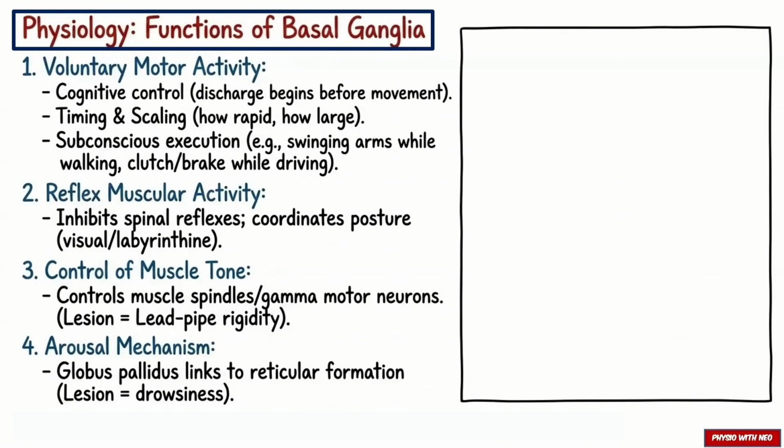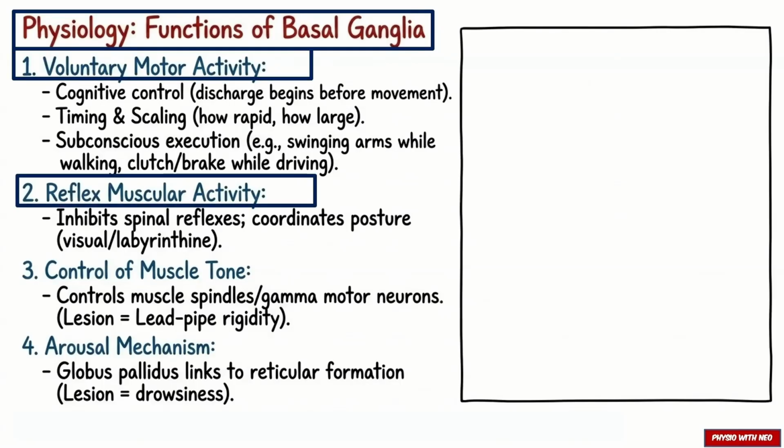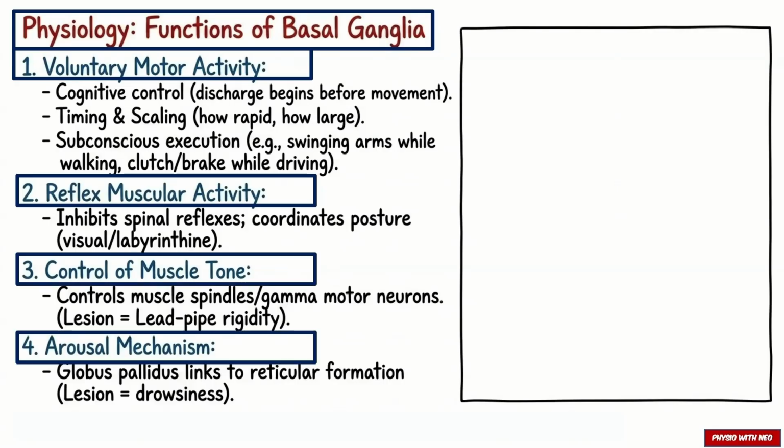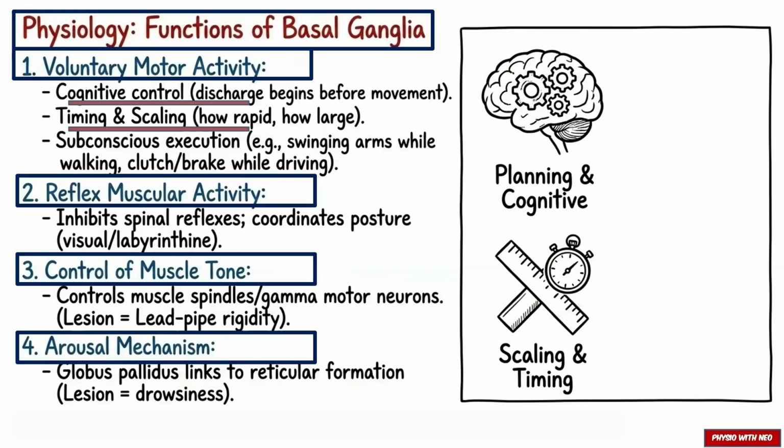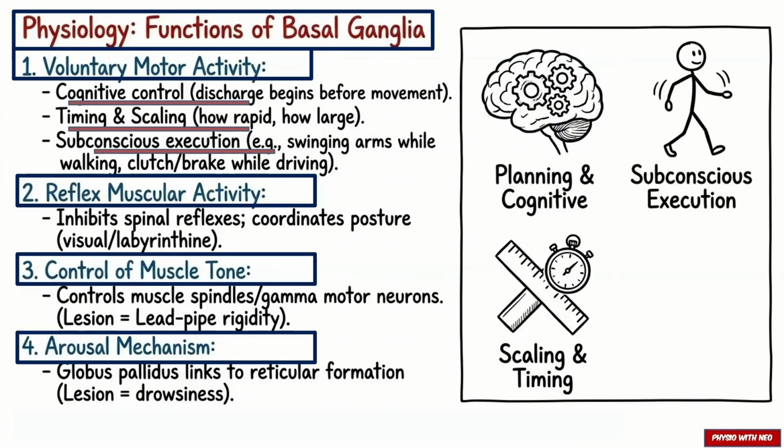Basically, basal ganglia shows four important functions: voluntary motor activity, reflex muscular activity, control of muscle tone, and arousal mechanism. Let's see each in detail. Voluntary motor activity. It mainly helps in cognitive control, that is, the discharge begins before the movement. Next is timing and scaling, how rapid and how large the movement should be. And lastly, about the subconscious execution of movements like swinging of arms while walking or clutch brake while driving.